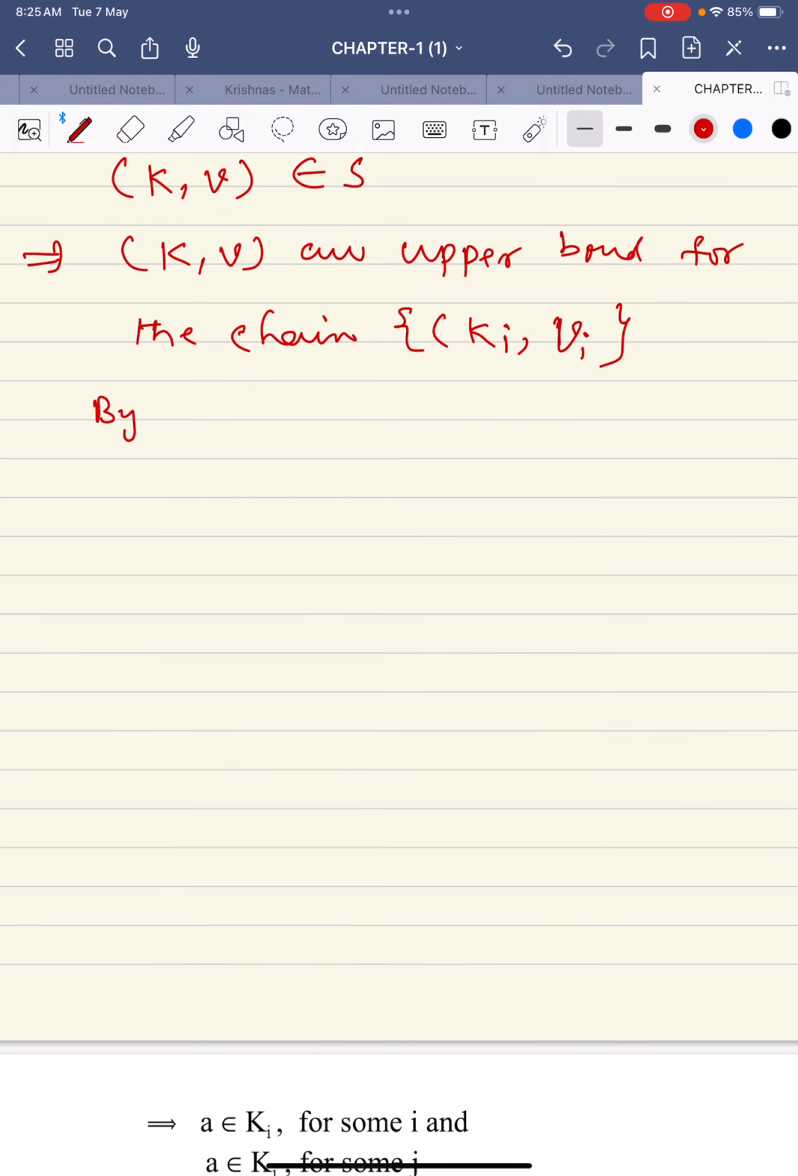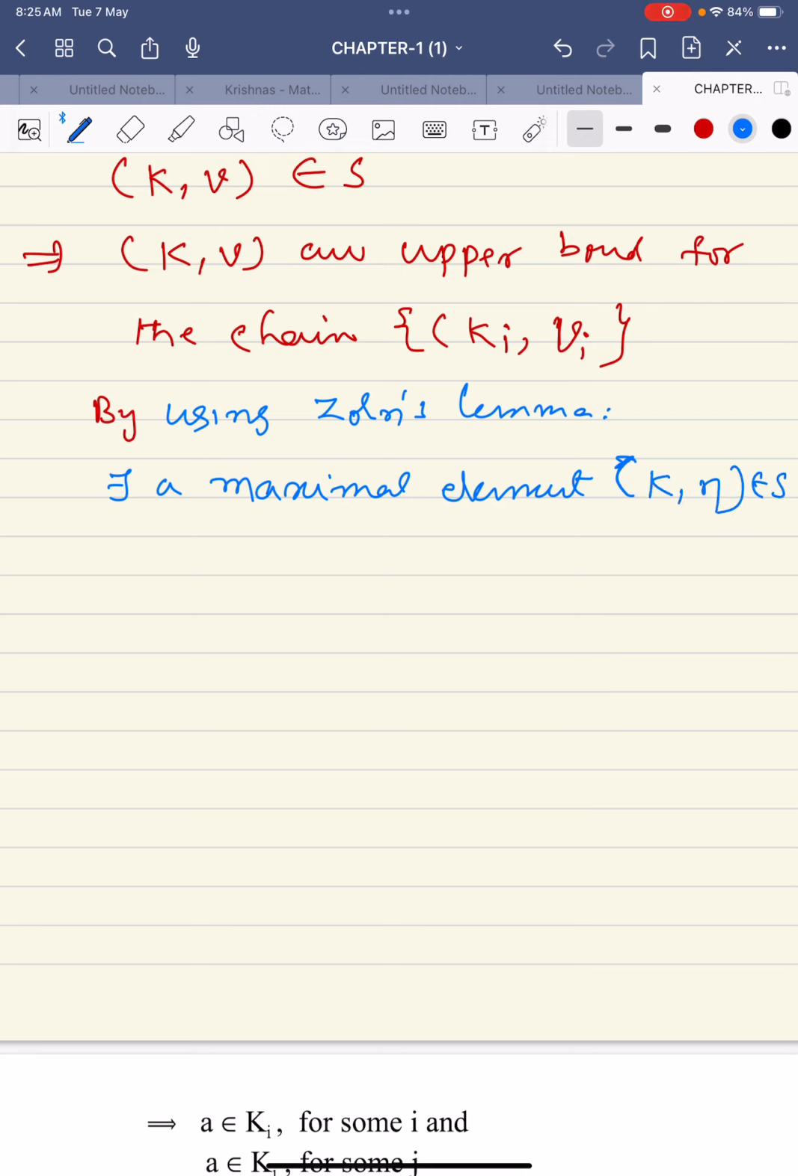Now by using Zorn's lemma, we conclude that the chain has a maximal element. There exists a maximal element, the ordered pair (K, eta), that belongs to S, which implies that eta maps from K into L is an extension of sigma.